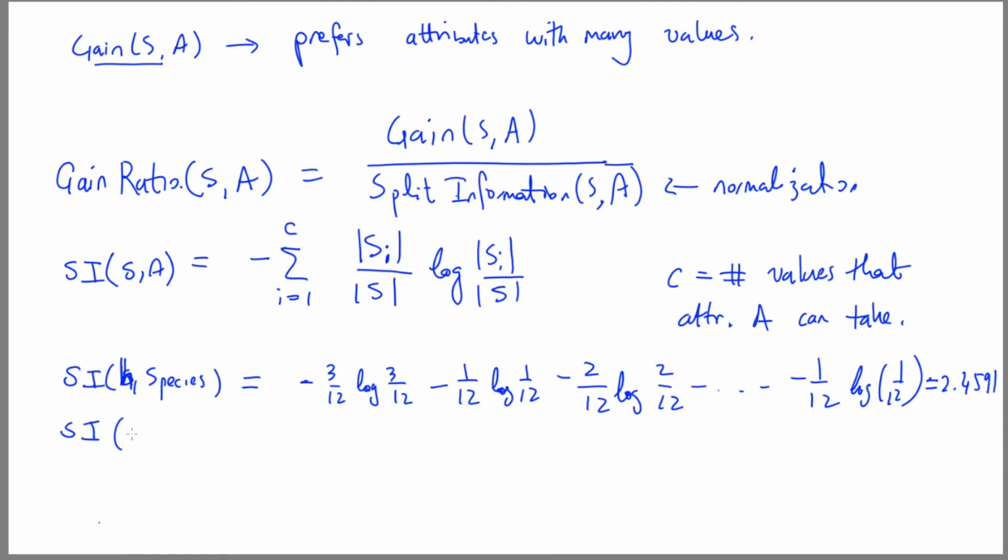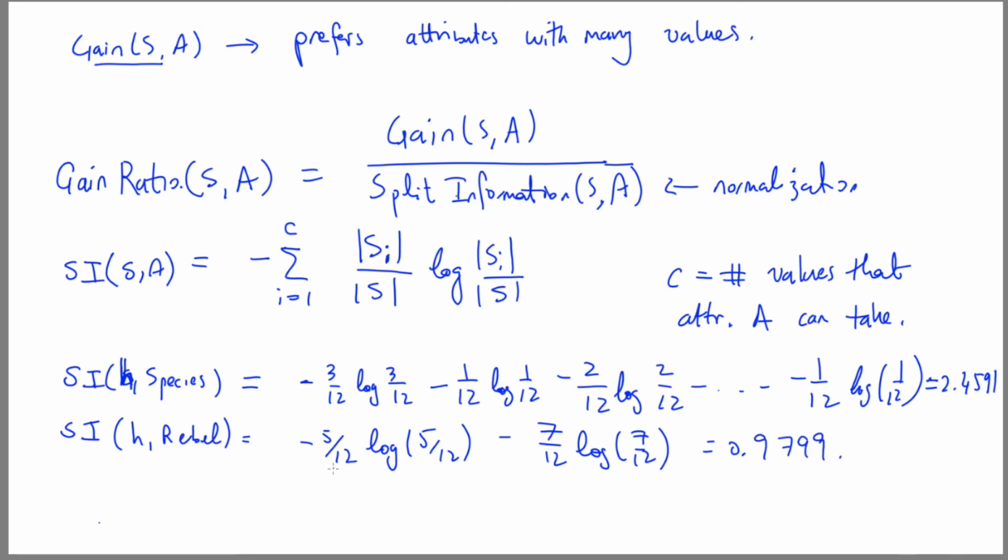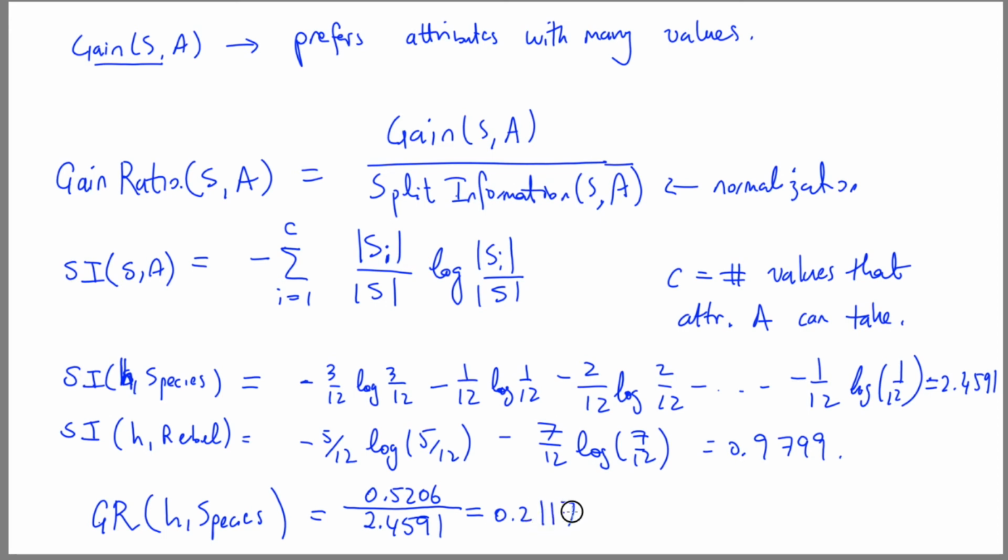And if you look at the split information for Rebel, well that's just going to be minus 5 over 12 log 5 over 12 minus 7 over 12 log 7 over 12, and this is 0.9799. So now when I look at the gain ratio of species, well, that's the gain that we computed in the previous slide, 0.5206, divided by the split information, 2.4591, and this gives us a value of 0.2117.